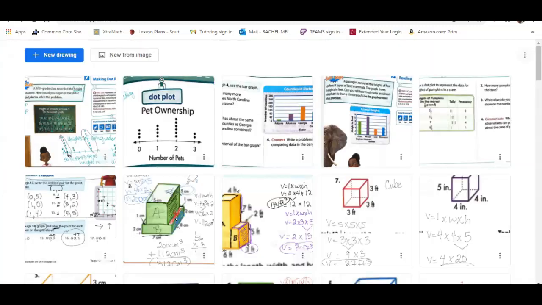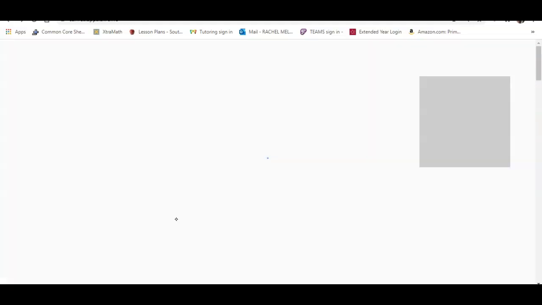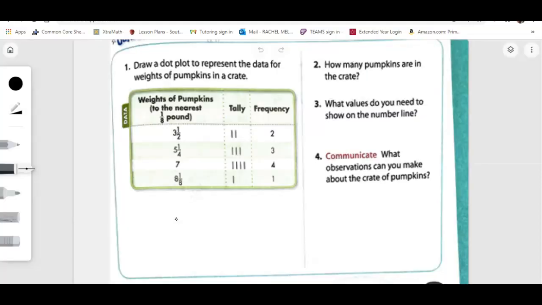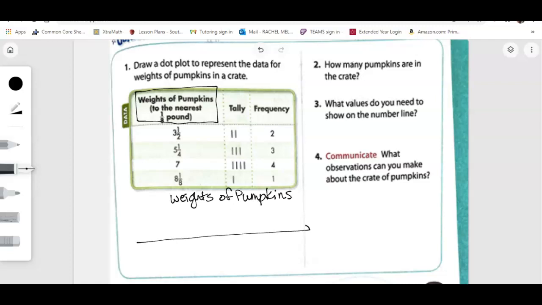Okay, so going on to our next problem. They're asking us to draw a dot plot to represent the data for weights of pumpkins in a crate. So this data table gives us everything we need to know. This is my title, and it's also my label. So weights of pumpkins is my title. I draw my number line and I have a label down here.